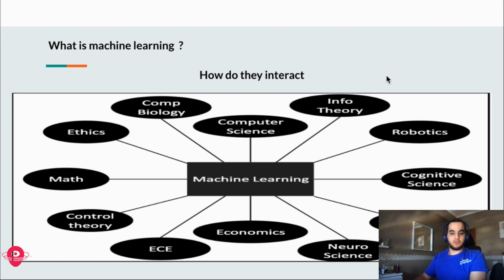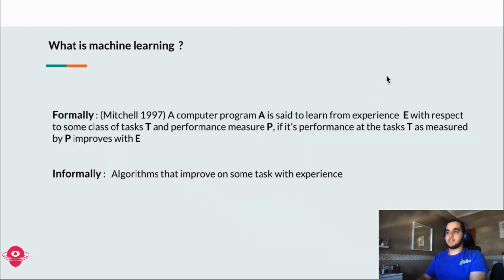Okay, so this was an overview of what machine learning is. Let's now jump into some definitions of it. The first formal definition of machine learning came in 1997 by a researcher named Mitchell, where he defined it as: a computer program A is said to learn from experience E with respect to some class of tasks T and performance measure P, if its performance at the task T, as measured by P, improves with E. So this was a little bit of a complicated definition.